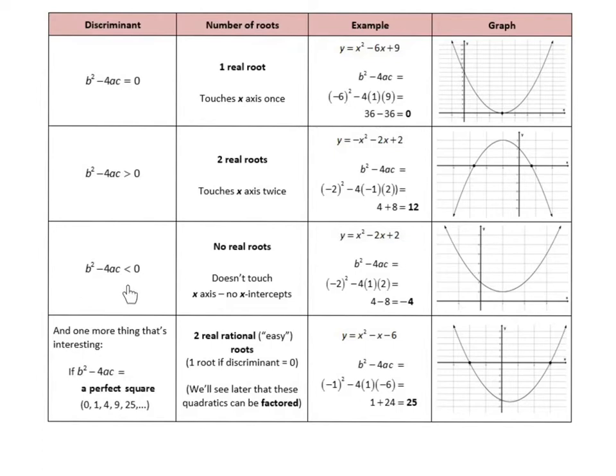And then if it's negative, we know that we can't have a negative radical in the real number system, so it's going to have no real roots. So it will still graph, but it won't touch the x-axis because it doesn't have a real number value for x. And something else that's very interesting is that if my discriminant ends up equaling a perfect square, like 0, 1, 4, 9, 25, etc., we're going to have two real rational roots. So that's going to be those really nice whole number, pretty roots that come out of the discriminant.